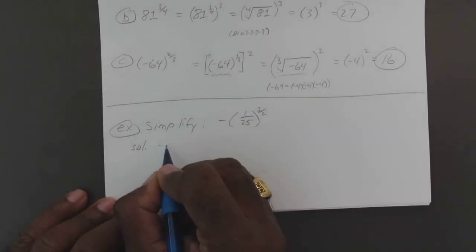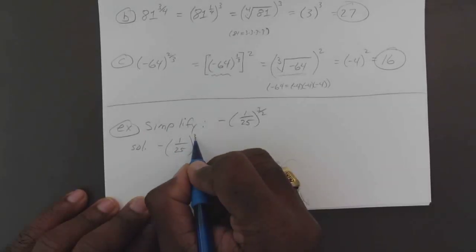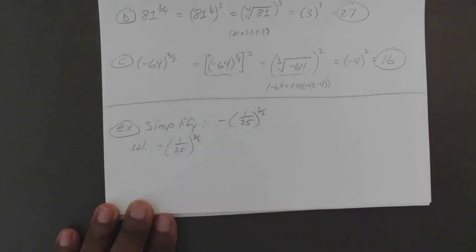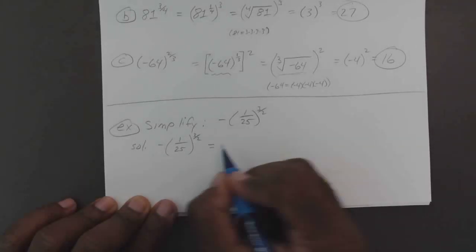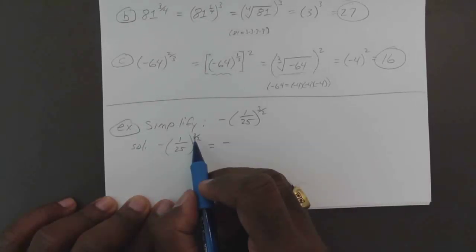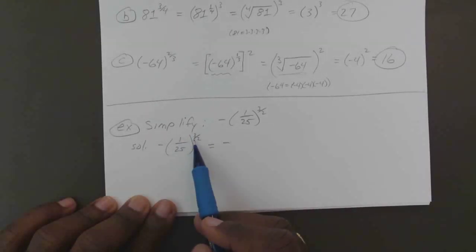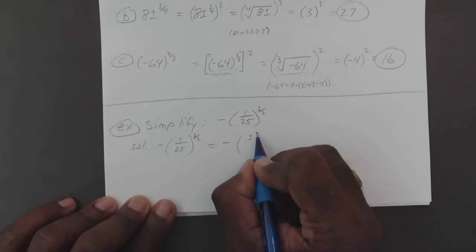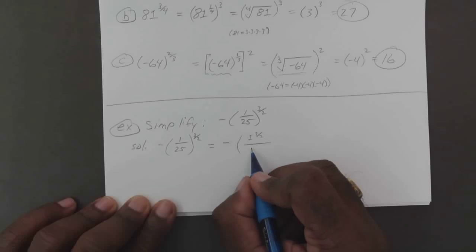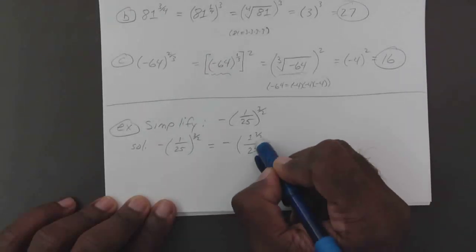Okay, so you have negative 1/25 to the 3/2 power. Okay, so that would give you negative. You can remember from the power of a quotient rule, you can just distribute that to both. So you have 1 to the 3/2 power divided by 25 to the 3/2 power.